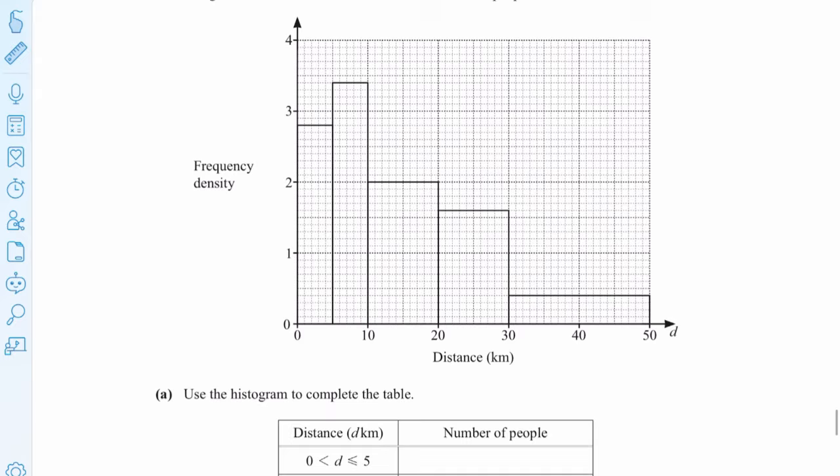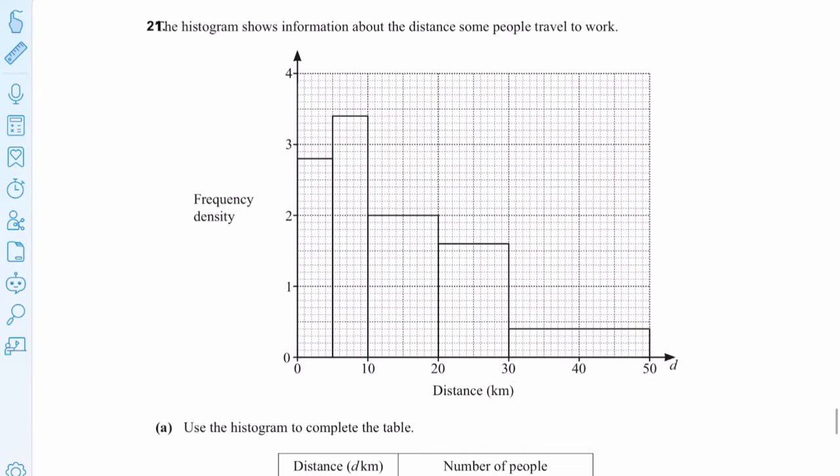Question number 21 is a histogram question, with frequency density. The formula you should know for this kind of question: frequency density equals frequency over class width. Now first find out the data here. What is the value here? For the first one, I think it is 2. First one is 2.8. This one, I think, is 3.4, right? And this is 2, this is 1.